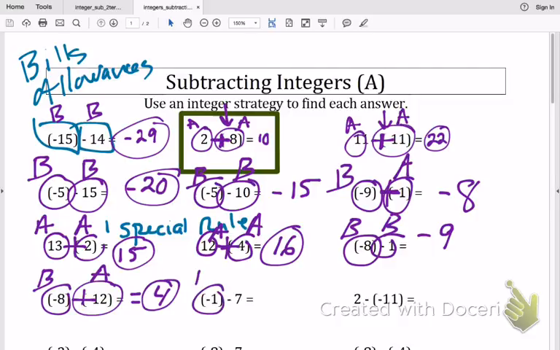Okay? Negative 1, bill. Negative 7, bill. You owe me $1 for skipping school. You owe me $7 for missing problems. How much money do you owe me? Well, you owe me a total of $8.